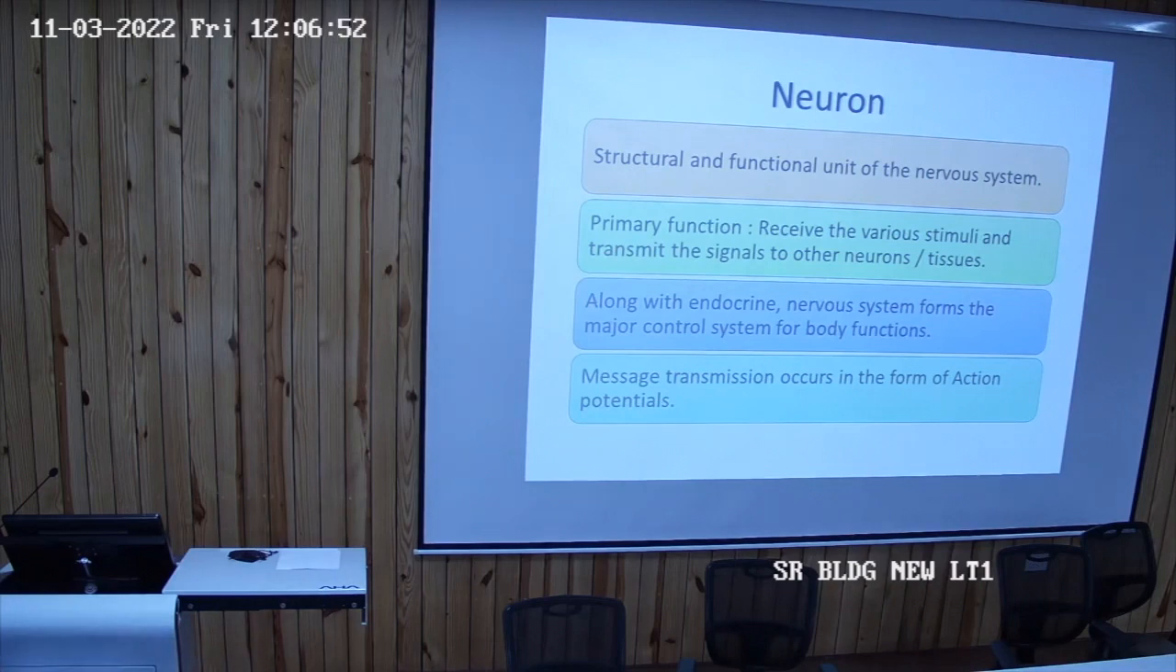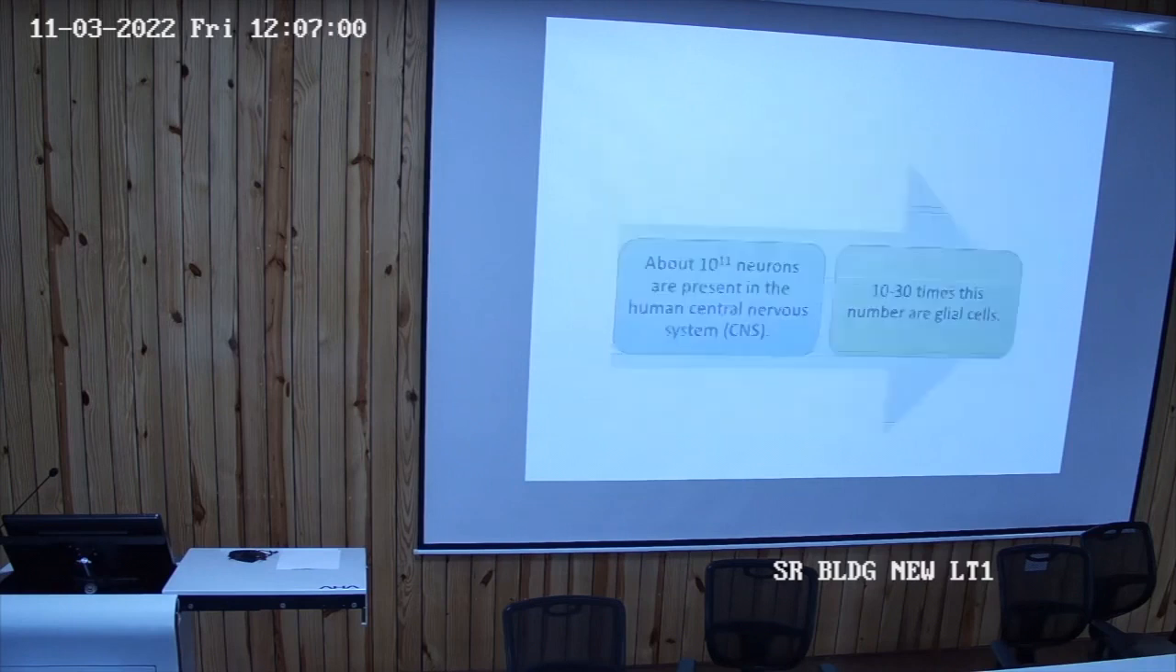And the information that passes in the neurons is in the form of potential, the action potential. Approximately 100 billion neurons, that is 10 to the power 11 neurons, are there in your body, and along with the neurons there are supporting cells which support the growth of the neurons. Those cells are called glial cells, or neuroglial cells, and they are approximately 10 to 30 times the number of neurons.